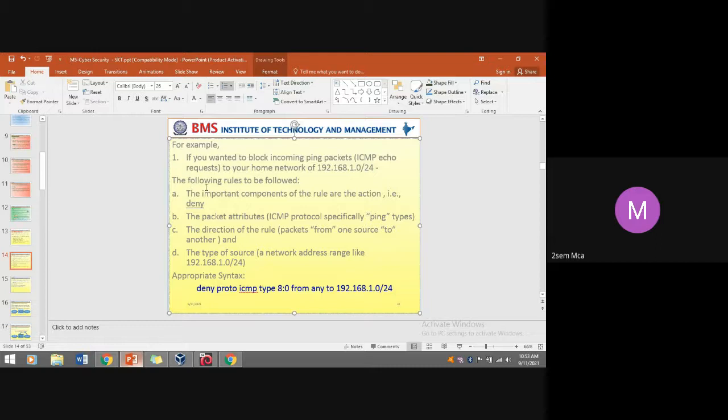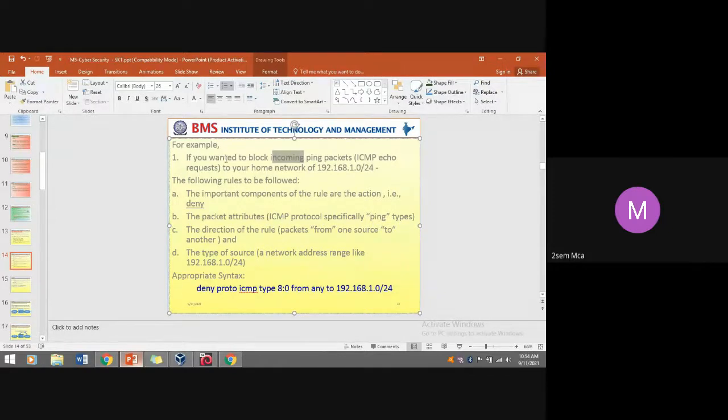The following rule is to be followed to write that. The important components are here. The action is deny. Blocking means deny. The second attribute you need to look at is which type of protocol, that is the ICMP protocol. Then the direction, whether you want to block an incoming packet or outgoing packet. So here the scenario is incoming, so in is going to be mentioned in the rule.